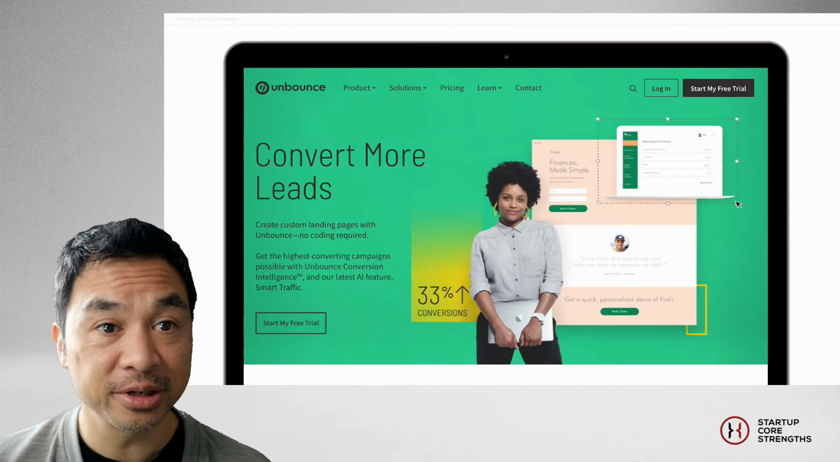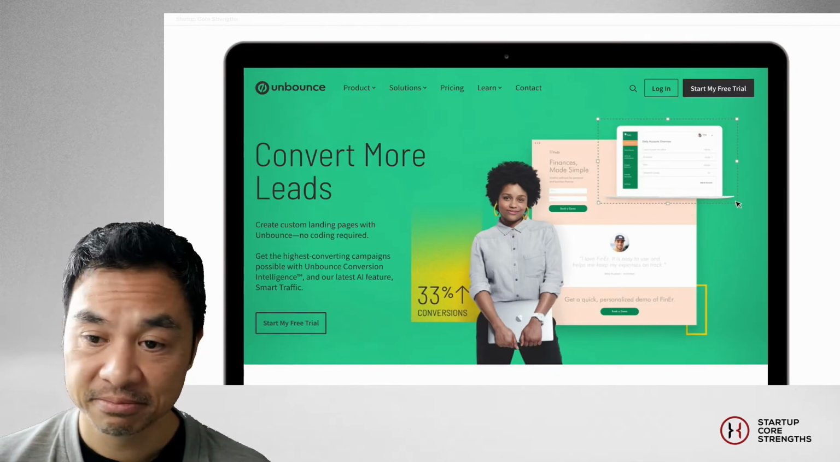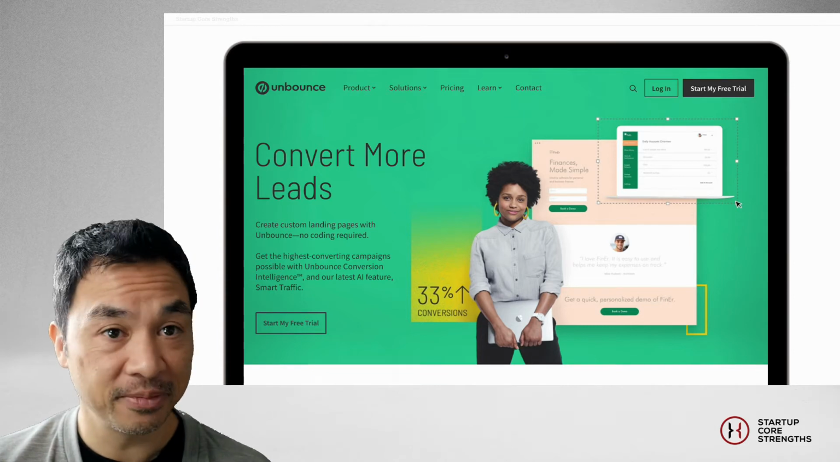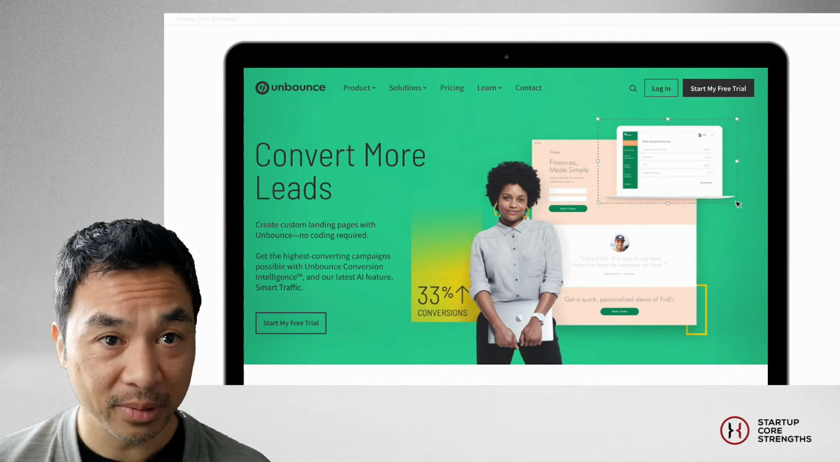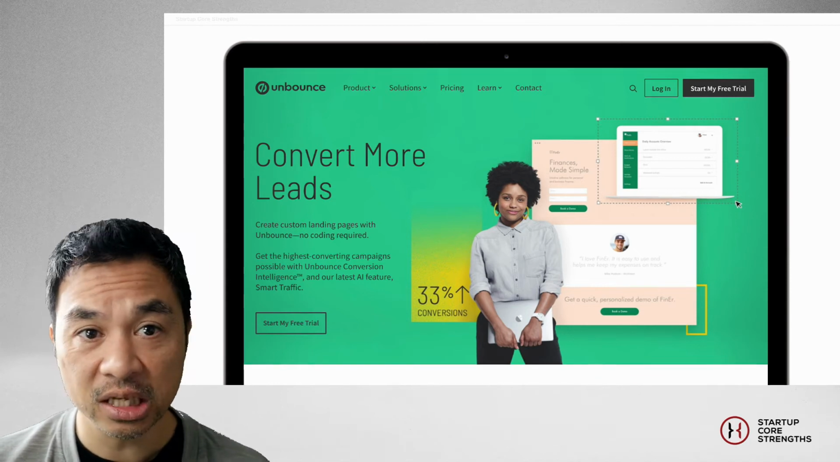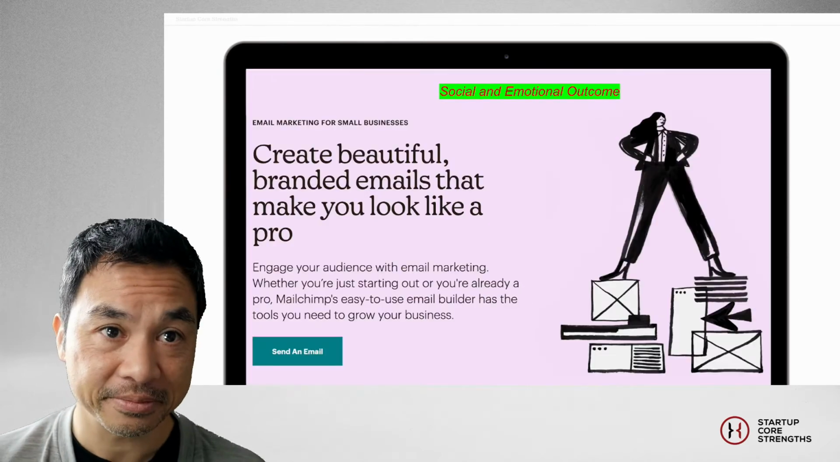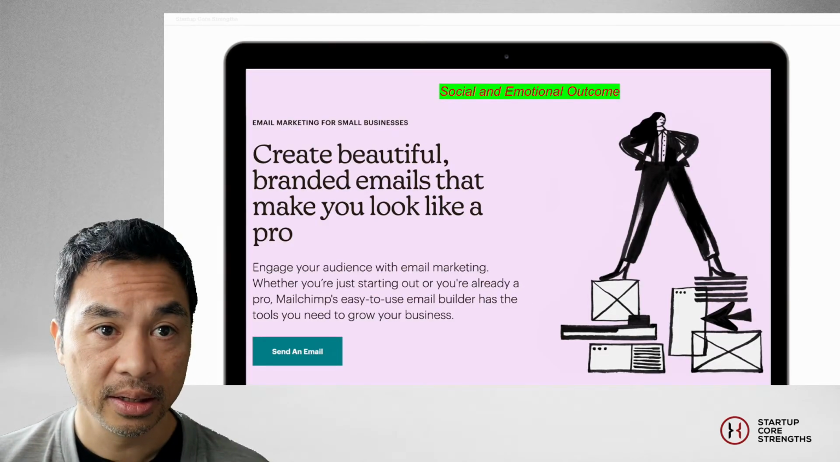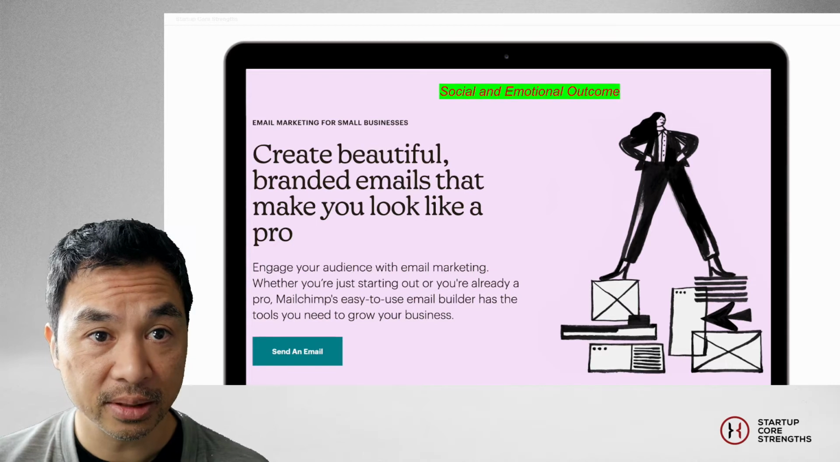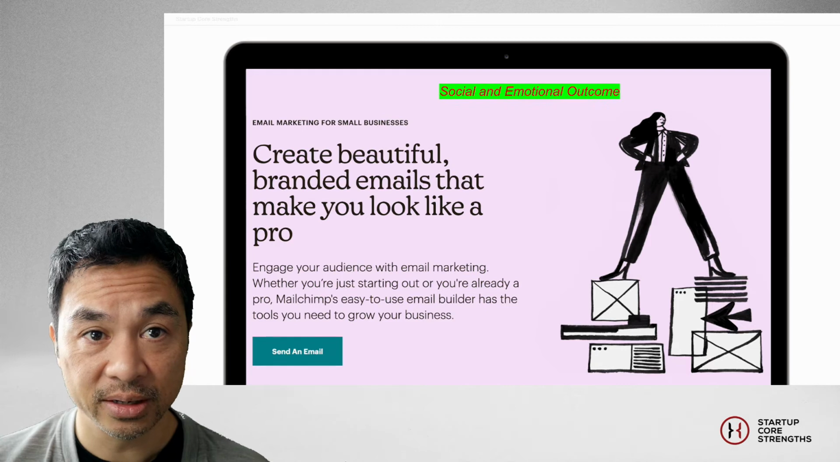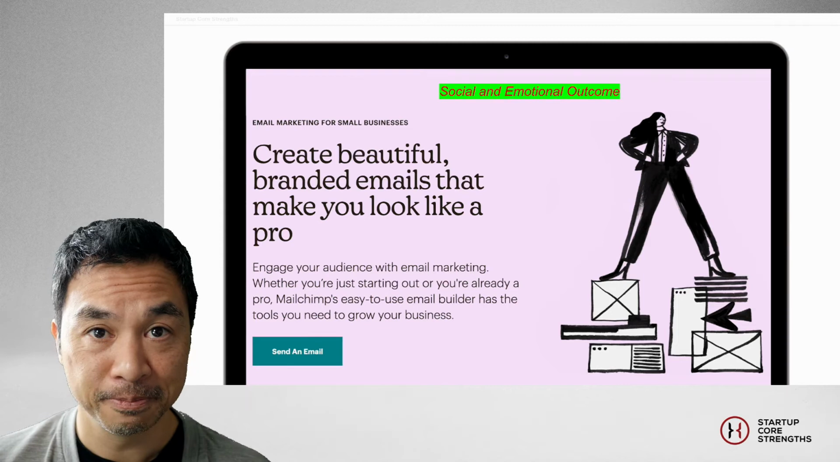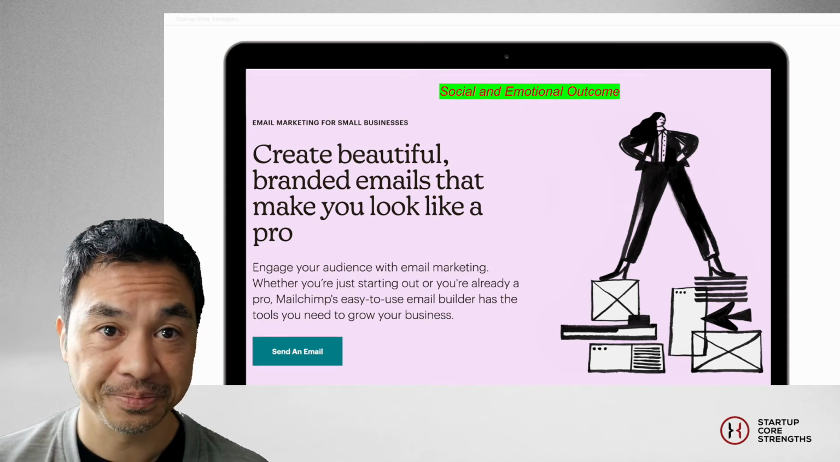Again, Unbounce. Now you can convert more leads. Again, I feel that pain. I'm red hot. I'm very warm. I'm going to invest another 3 to 5 seconds continuing on to see if this is something that is going to be able to help me. This is from MailChimp. Now you can create beautiful branded emails that make you look like a pro. Totally resonates with me. And again, as you can see here, I put in the social and emotional outcome. Makes you feel like a pro. That is an outcome that I can definitely identify with.